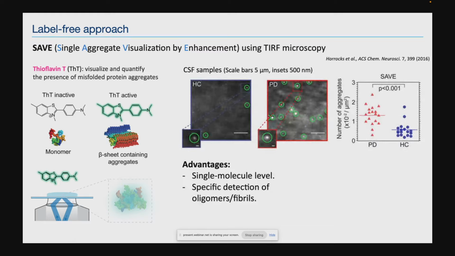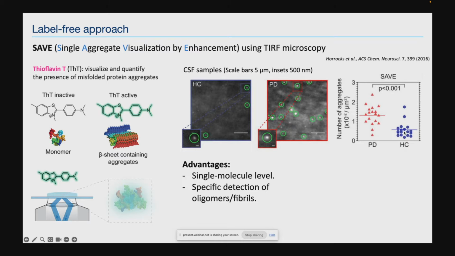Here is just an example of some CSF samples that we've measured, and you can see here we have a healthy control, and we have a few of these bright spots which correspond to individual oligomers of any protein. We can't say for sure it's alpha-synuclein. When we take the Parkinson's disease sample, we see many more of these bright ThT active spots. If we then compare a series of different Parkinson's disease samples with healthy controls, we find there's a statistically significantly higher number of protein aggregates in the Parkinson's disease samples compared to the healthy controls.